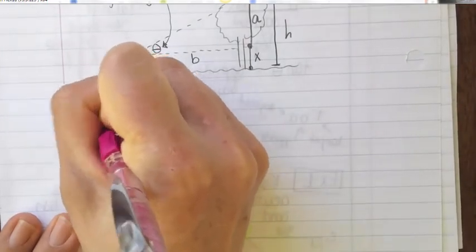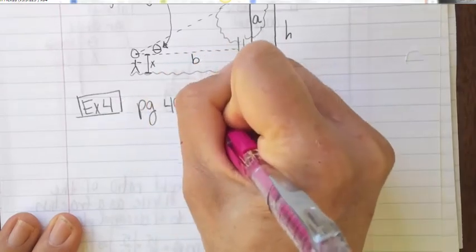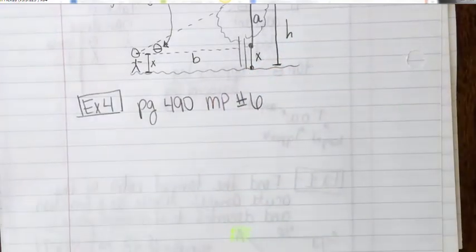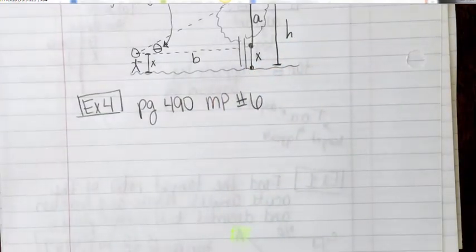I skip example 3, so we go on to example 4 in your textbook. This is page 490, monitoring progress number 6. So if you were going to watch the video, maybe because you don't like how I explain it, you would not watch example 4's video. You would watch the monitoring progress number 6 video. Okay, so I'm going to open my book to page 490. I guess I could be using the online one, but that's okay. We'll use the textbook right now because I've got it right here.